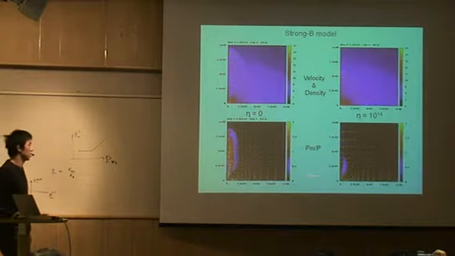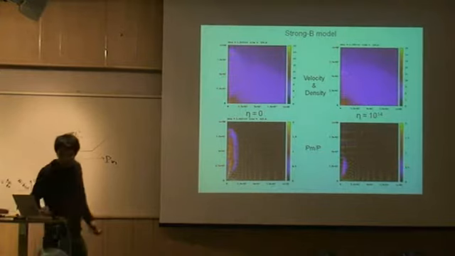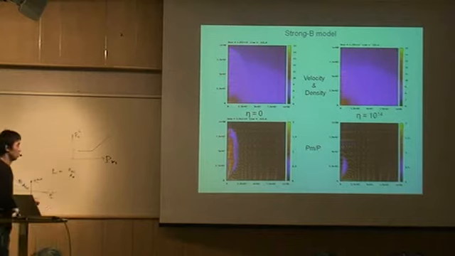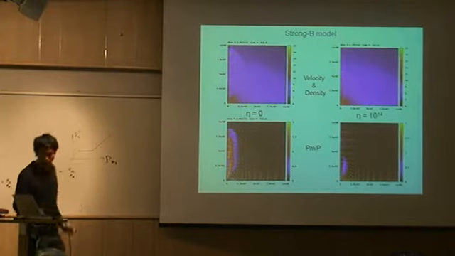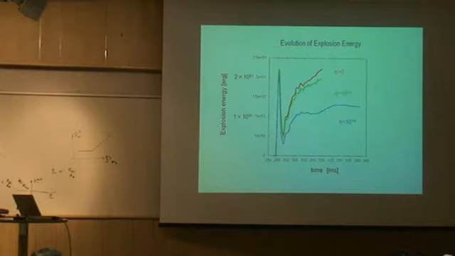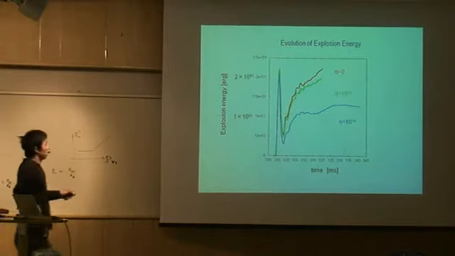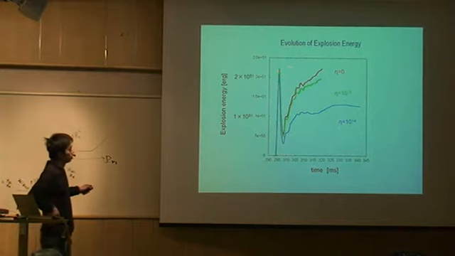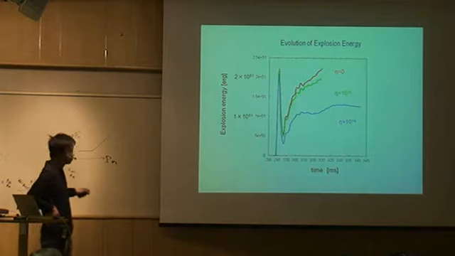And you can see that in the resistive model, the magnetic field is much weaker than in the ideal model. So from these figures, you may think that the resistive model explosion is weak, and this is true. This figure is for the time evolution of explosion energy for each model. And this tells that the stronger the resistivity, the lower the explosion energy.